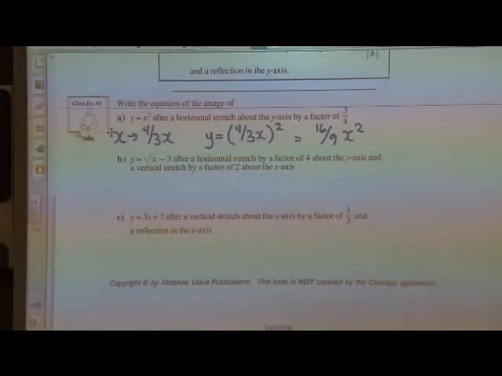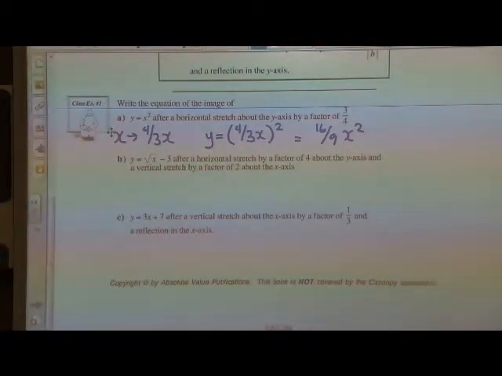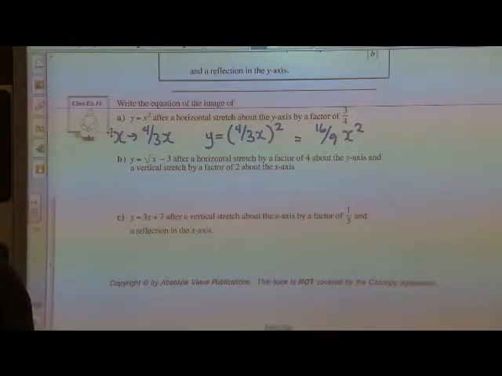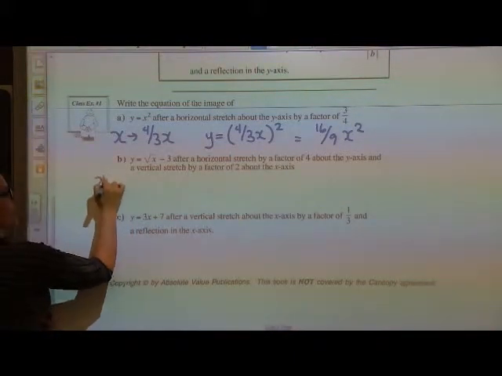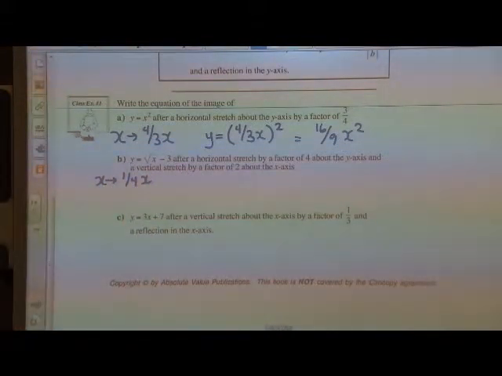Okay, so if we look at b, b is y equals the square root of x minus 3. I have a horizontal stretch by a factor of 4 about the y-axis and a vertical stretch by a factor of 2 about the x-axis. So horizontal stretch by a factor of 4. What's my replacement? X is replaced with 4x. Is it 4x? 1 over 4. It's always the reciprocal of that factor. Okay, vertical stretch by a factor of 2. What's my replacement?